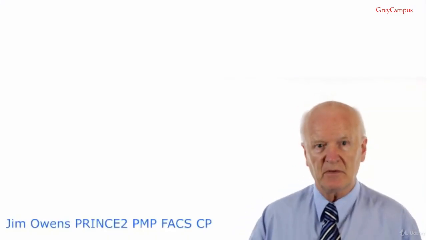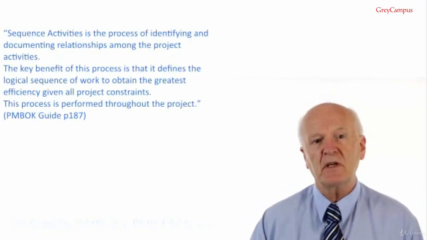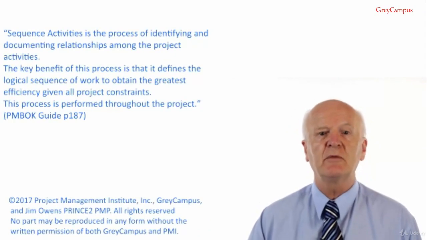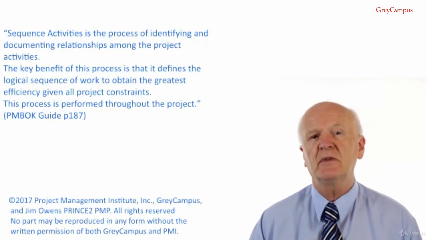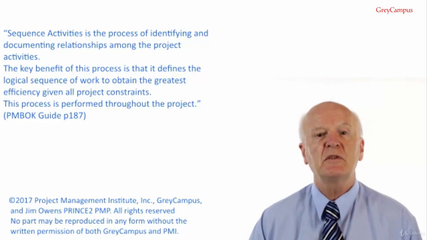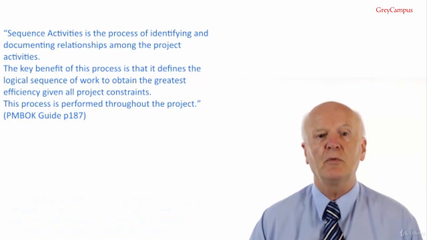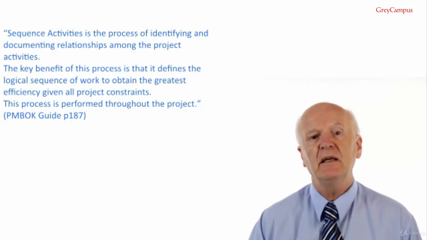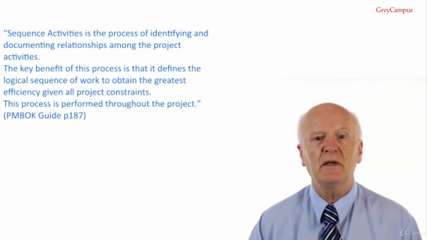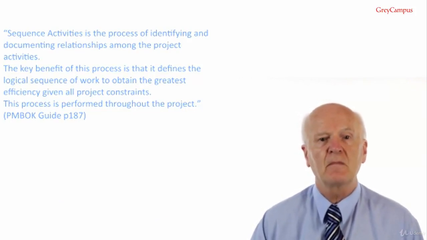6.3 Sequence activities. Sequence activities is the process of identifying and documenting relationships among the project activities. The key benefit of this process is that it defines a logical sequence of work to obtain the greatest efficiency given all project constraints. This process is performed throughout the project. That's from PMBOK Guide page 187.